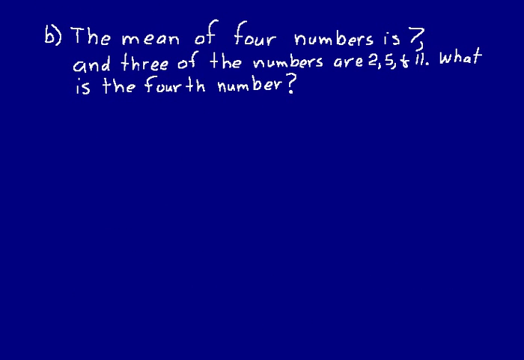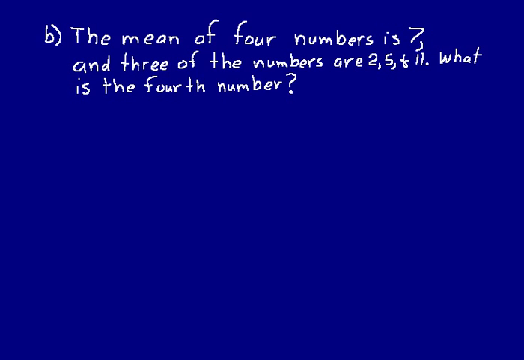Let's do one more problem. This one says that the mean or average of 4 numbers is 7. And 3 of the numbers are 2, 5, and 11. What is the 4th number? Well, think about what you do when you figure out the mean. You total up all the numbers and you divide it by how many numbers there are. And that gives you your mean or your average.